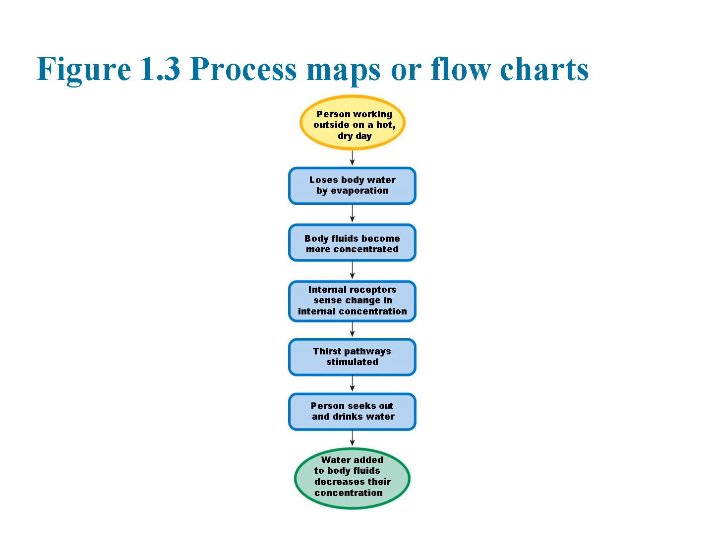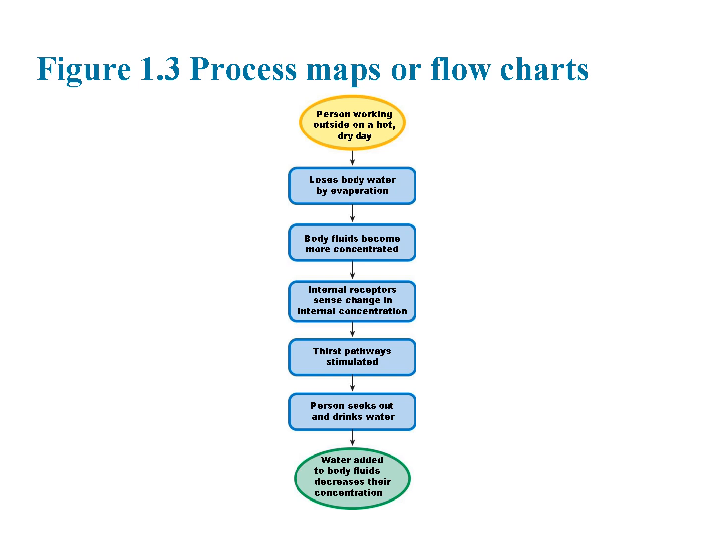Imagine someone working outside in the blazing sun. The body faces a challenge to maintain homeostasis, specifically fluid balance. Here's the sequence of events. Step 1. Evaporation. The person loses water through evaporation, primarily via sweat. This is the body's natural cooling system in action.